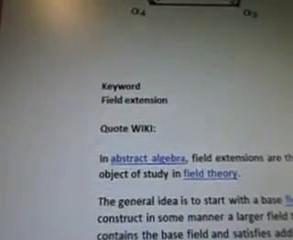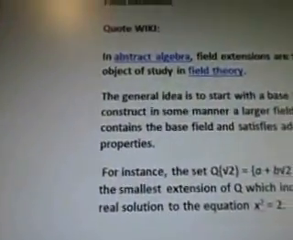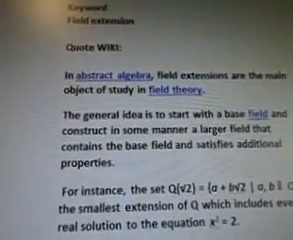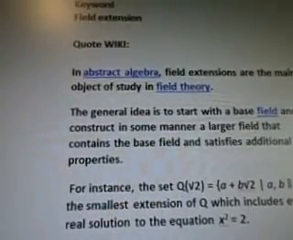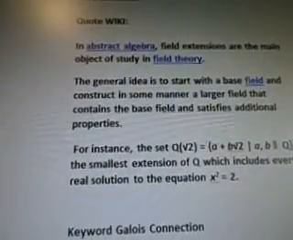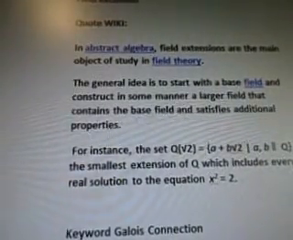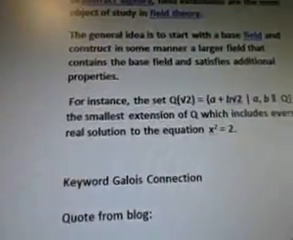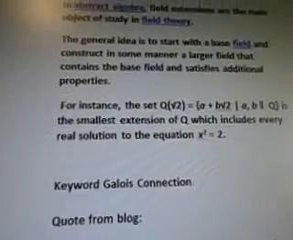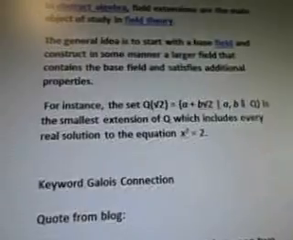So the keyword is field extension, quote from Wiki: in abstract algebra, field extensions are the main object of study in field theory. So we're talking about the Higgs field, right? The general idea is to start with a base field, which would be our Higgs field, and construct in some manner a larger field that contains the base field and satisfies additional properties. So we have our dark matter, our Higgs field, and then we have a generating field that we're going to create with the formulas from the WOW data.